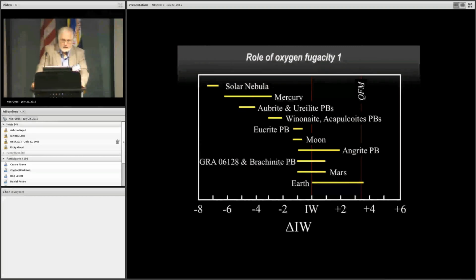The solar nebula and some of the more reducing components that were produced in the solar nebula crystallized and were produced at iron-wüstite -7, -8, highly reducing. You can see here Mercury is again fairly reducing, on the order of maybe -4 to -6. The Moon and the eucrite parent body are on the order of iron-wüstite -1. The angrites and the GRA 06128 and Brachinite parent bodies, that's still debated in terms of the conditions in which those crusts were produced. A number of people think they were produced at fairly oxidizing conditions.